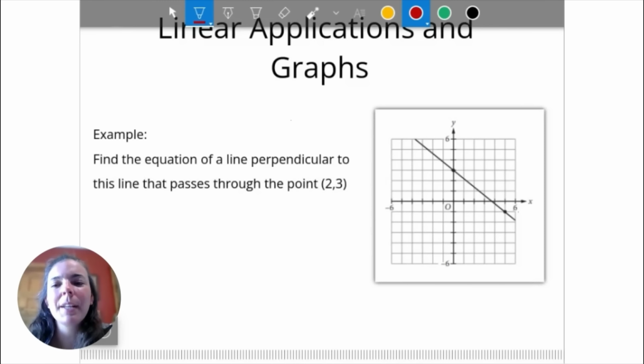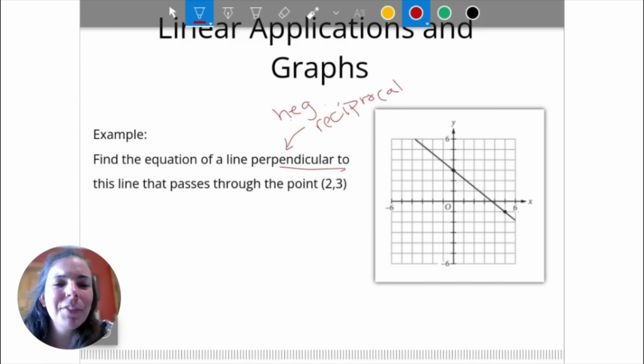So in this example, we're given a graph. It says find the equation of a line perpendicular to this line that passes through the point (2, 3). So the equation of a line that is perpendicular to the line in the graph. Perpendicular lines have slopes that are negative reciprocals. So what does that look like? Okay, so let's figure out the slope here.